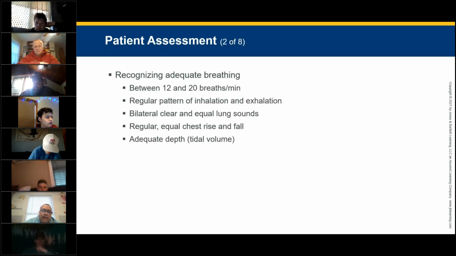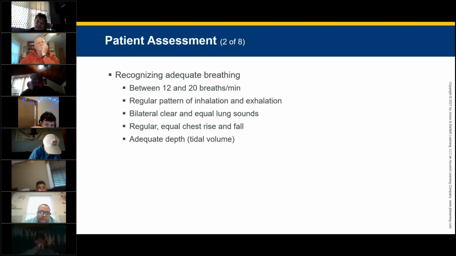Recognizing adequate breathing. So 12 to 20 breaths per minute in an adult is considered adequate breathing. You're looking for a regular pattern of inhalation and exhalation. You're listening for bilateral, clear, and equal lung sounds. You're looking for regular, equal chest rise and fall. And you're looking for an adequate tidal volume or depth of breathing.